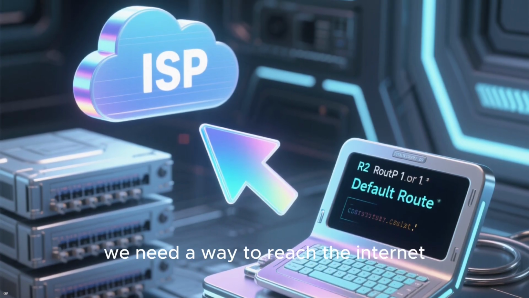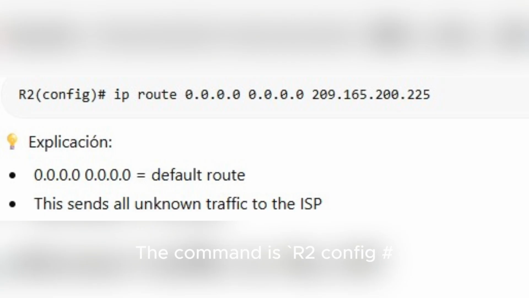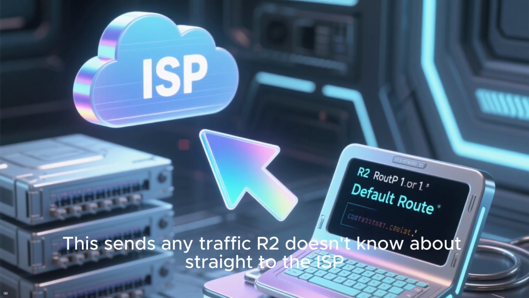On router 2, we need a way to reach the internet. Now we configure a default route on R2, pointing to the ISP. The command is R2 config # ip route 0.0.0.0 0.0.0.0 209.165.200.225. Default route equals 0.0.0.0 0.0.0.0. This sends all unknown traffic to the ISP. This sends any traffic R2 doesn't know about straight to the ISP.